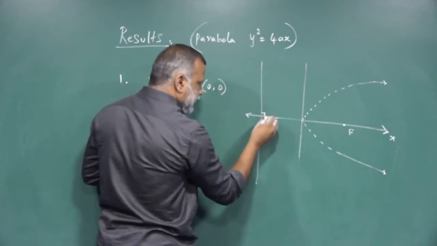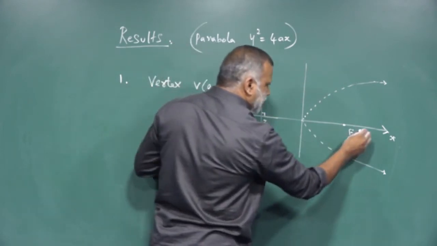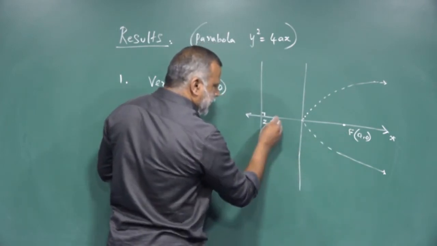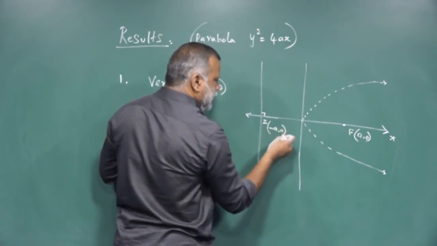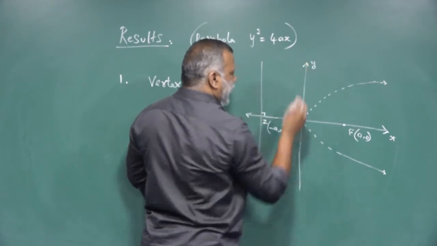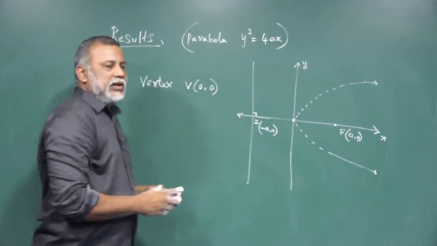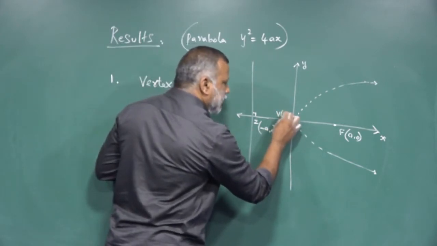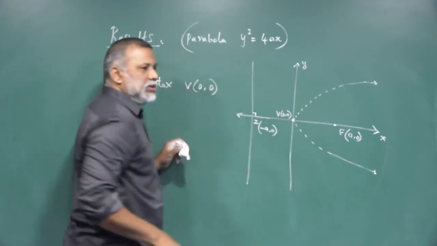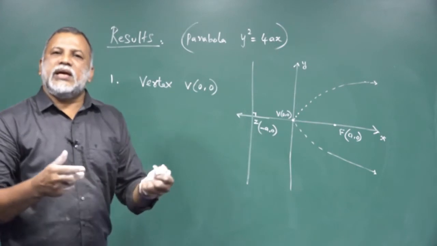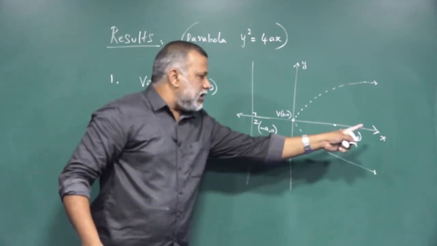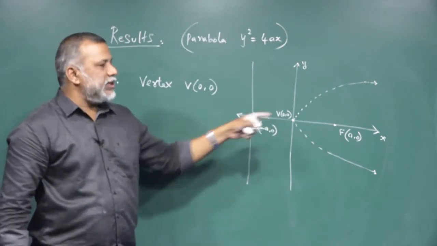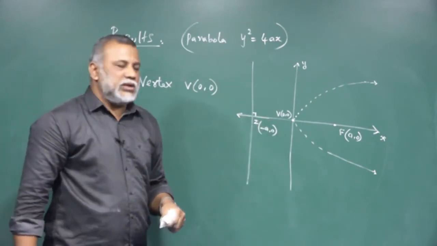See, this is Z. Already we discussed all these results in your standard derivation. This is F. This is minus a comma 0. This is y-axis. Now in this diagram, vertex is denoted here. This is called V 0, 0. So this is the first result. What is the definition of vertex? Point of intersection of the parabola and the axis of the parabola. So we are getting the vertex V 0, 0.